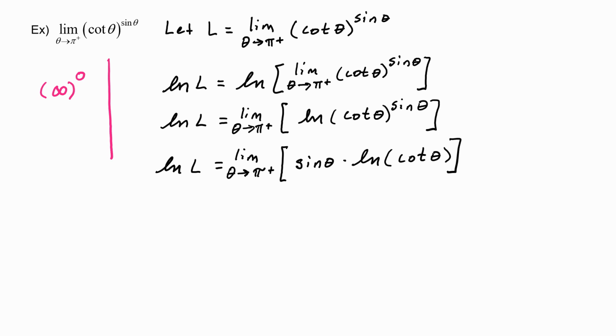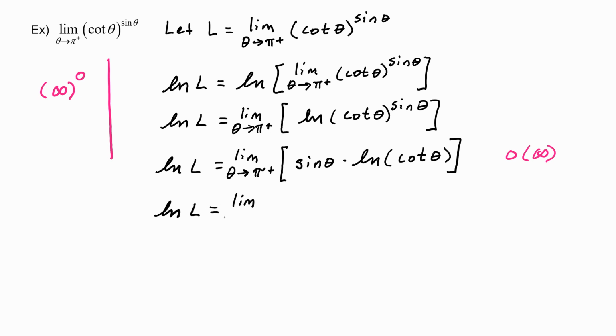Now let's check the form here. We know that the sine of pi is 0, and the natural log of the cotangent of pi, well, cotangent of pi from the right is going to be infinity, and the log of infinity is also infinity. So we don't quite have it in a form where we can do L'Hopital's yet. Left-hand side is natural log of L.